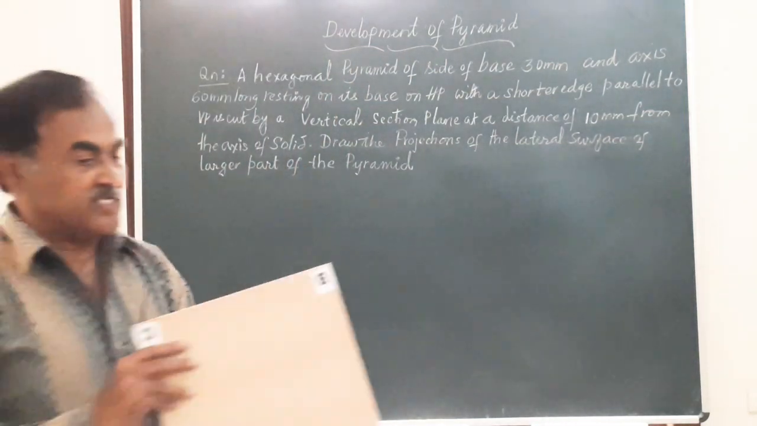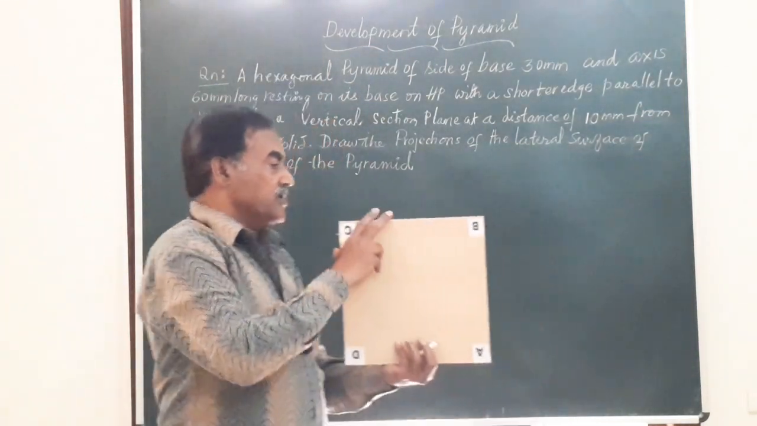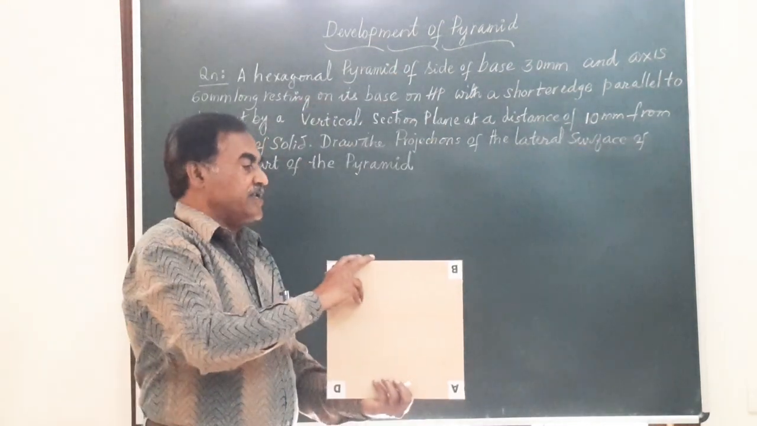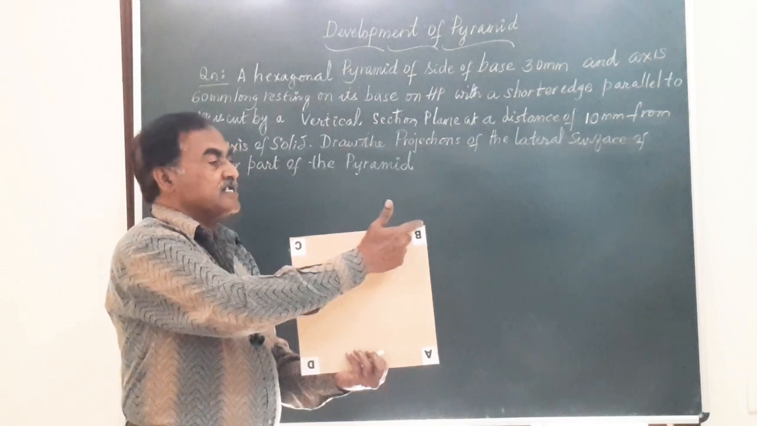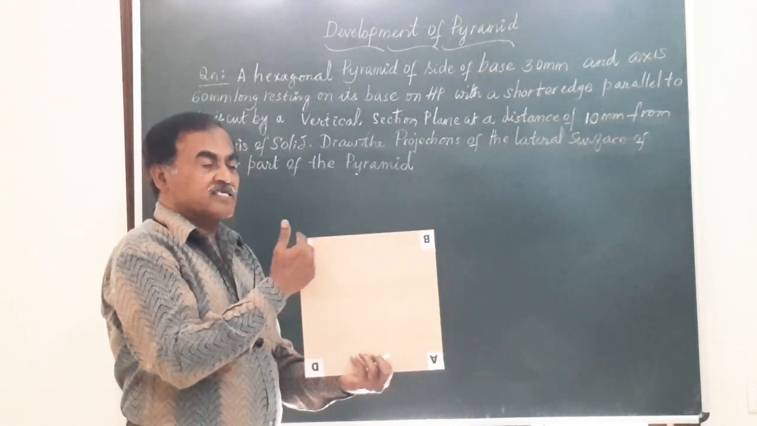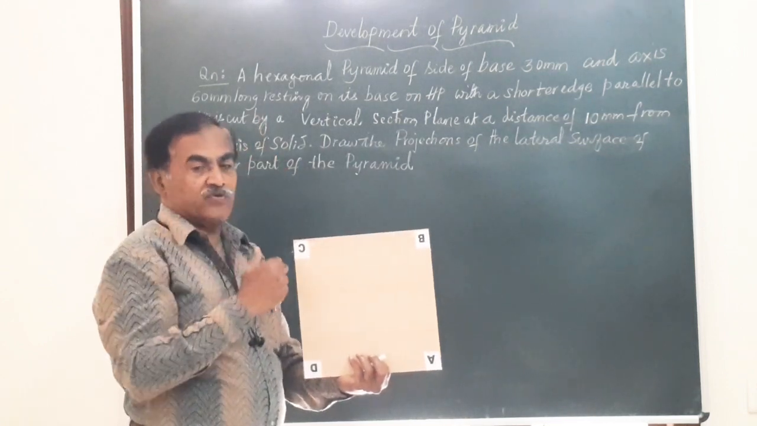Suppose if I show this as a section plane which is perpendicular to HP and is parallel to VP, you will be able to see the section plane SS as a line in the top view.